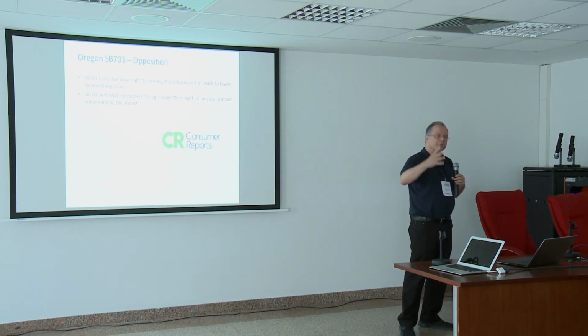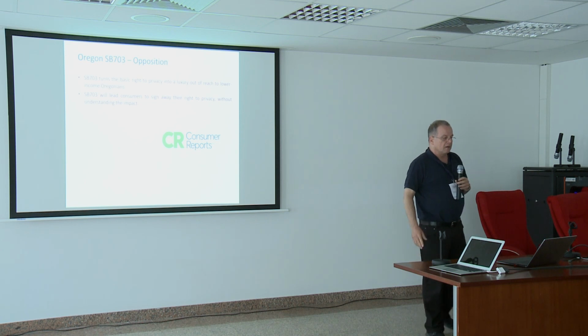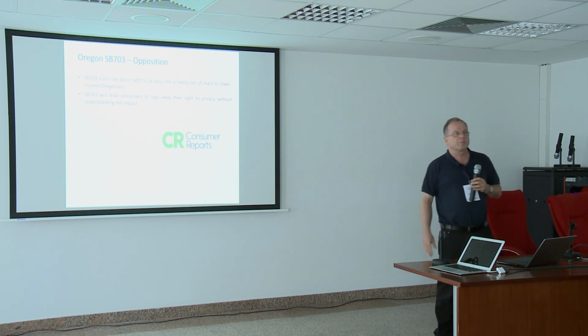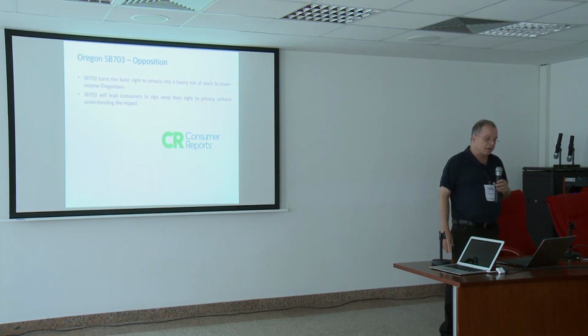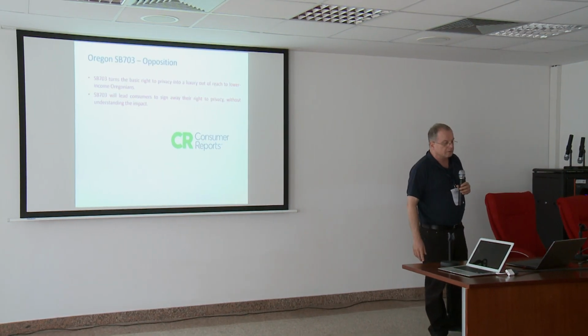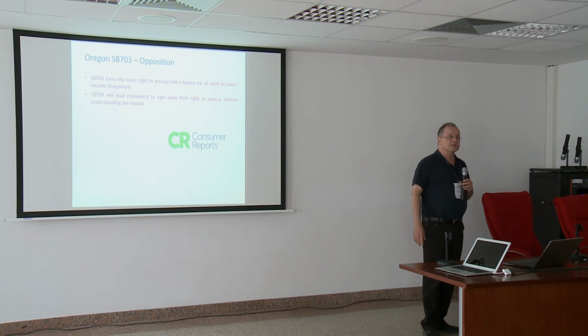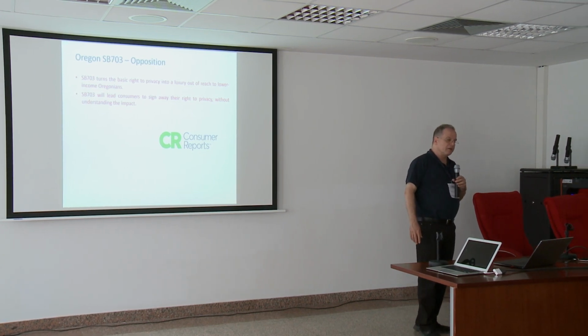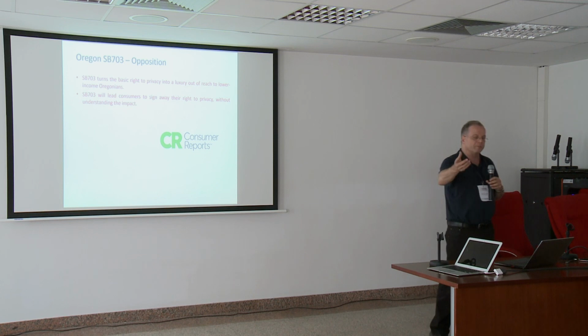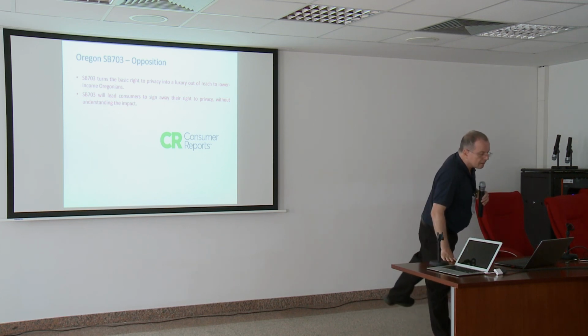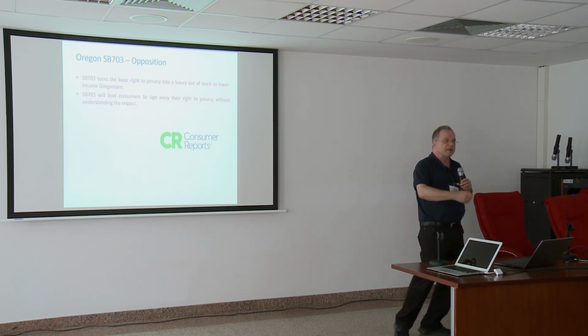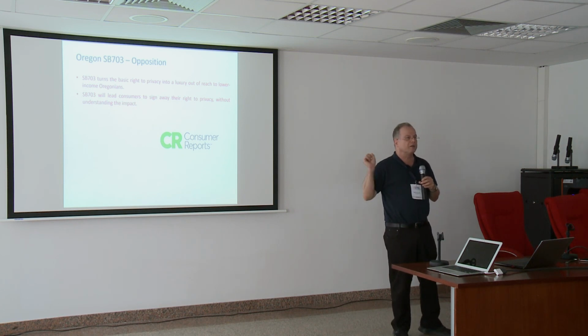Now, the opposition comes from interesting sources. For example, Consumer Reports. Consumer Reports is a big thing in the United States. They say that this bill turns the basic right of privacy into a luxury out of reach of lower-income Oregonians, because they will need the money that people offer them for their data. They say it will lead consumers to sign away their privacy without understanding what they're doing. The consumers are really ignorant, stupid people.